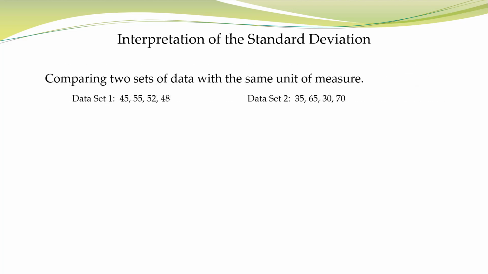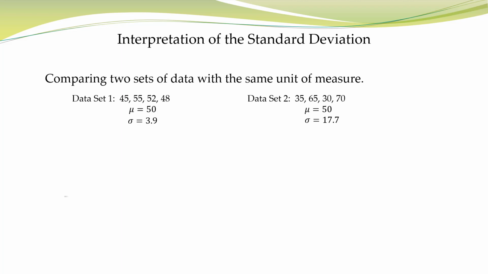Let's look at an example. Take data set 1, data set 2. Both data sets have the same mean, mu equals 50. The standard deviation of the first data set is 3.9. The standard deviation of the second data set is 17.7. Now, what does this mean? It means the data in the second data set is more spread out than the data in the first.